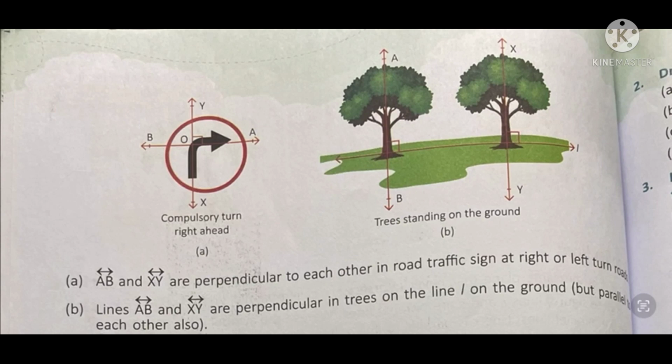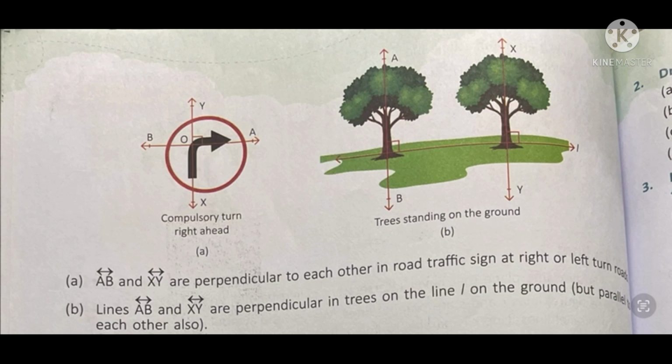Also, consider trees standing on the ground. For example, two trees are there, and if you draw lines from the center, for example AB and XY, and one line is drawn on the ground, line L, what you find is that AB is perpendicular to line L and XY is perpendicular to line L. So these are some of the examples which we see in our daily life. We have seen the types of lines: intersecting lines, parallel lines and perpendicular lines. Now one more type of line is there, that is coinciding lines.